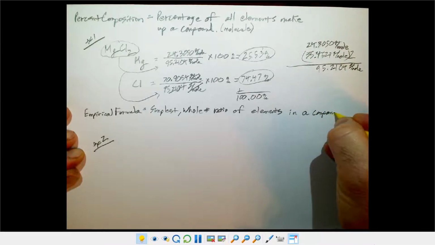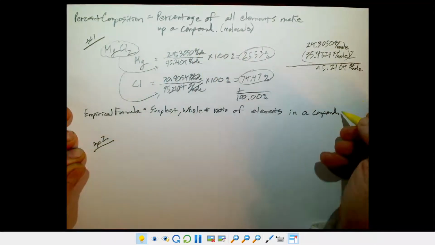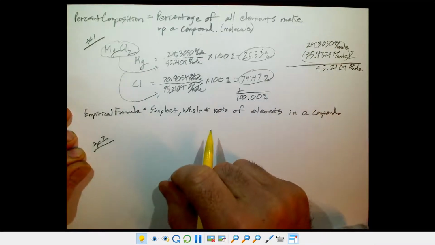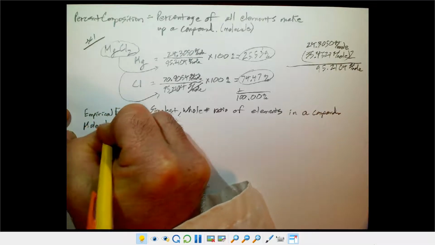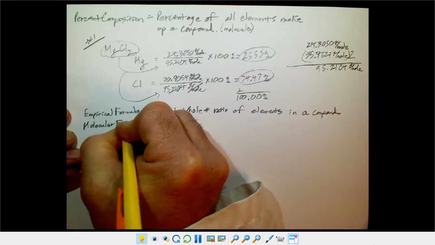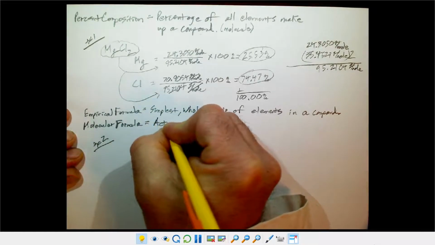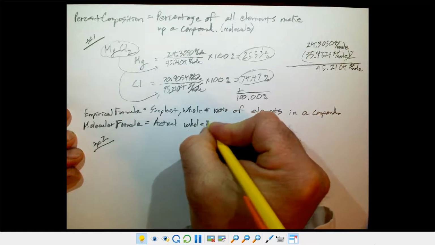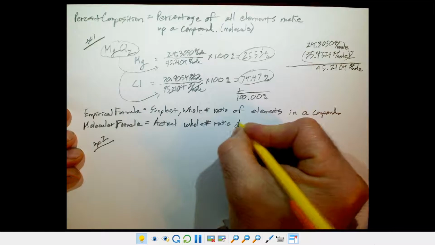And again, we're going to use the word molecule and compound interchangeably, but I like using compound because it doesn't specify covalent or ionic bonding. Sometimes you'll see the word molecule in here when you actually look the definition up. And what is a molecular formula? A molecular formula is this. Molecular formula shows the actual whole number ratio of elements in a compound.